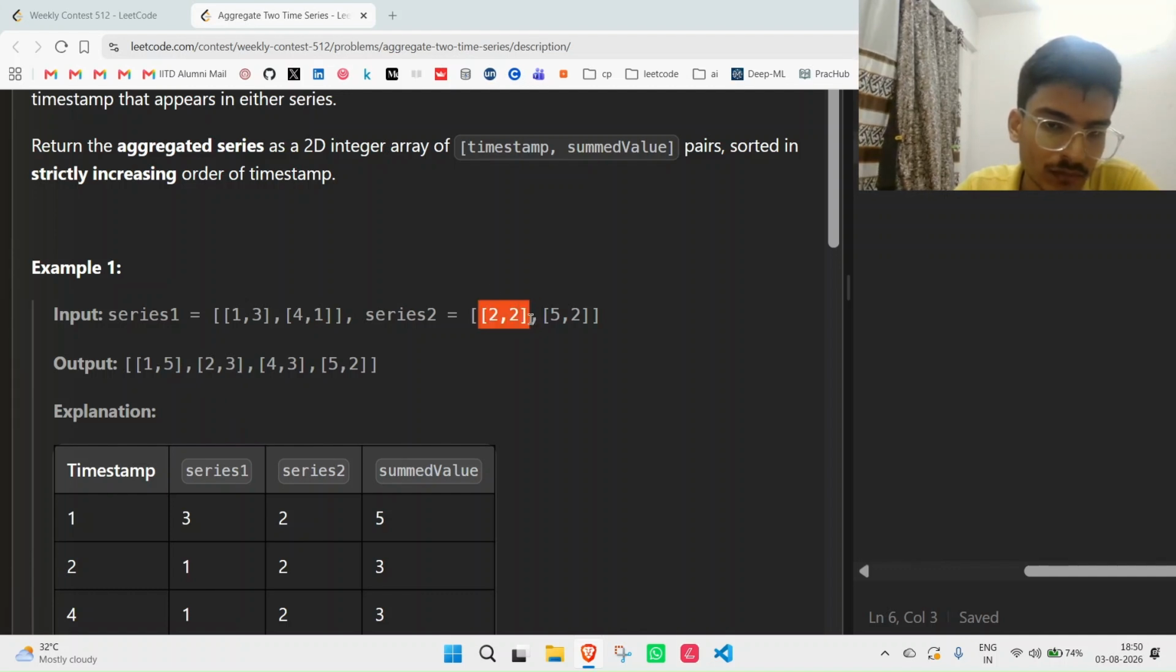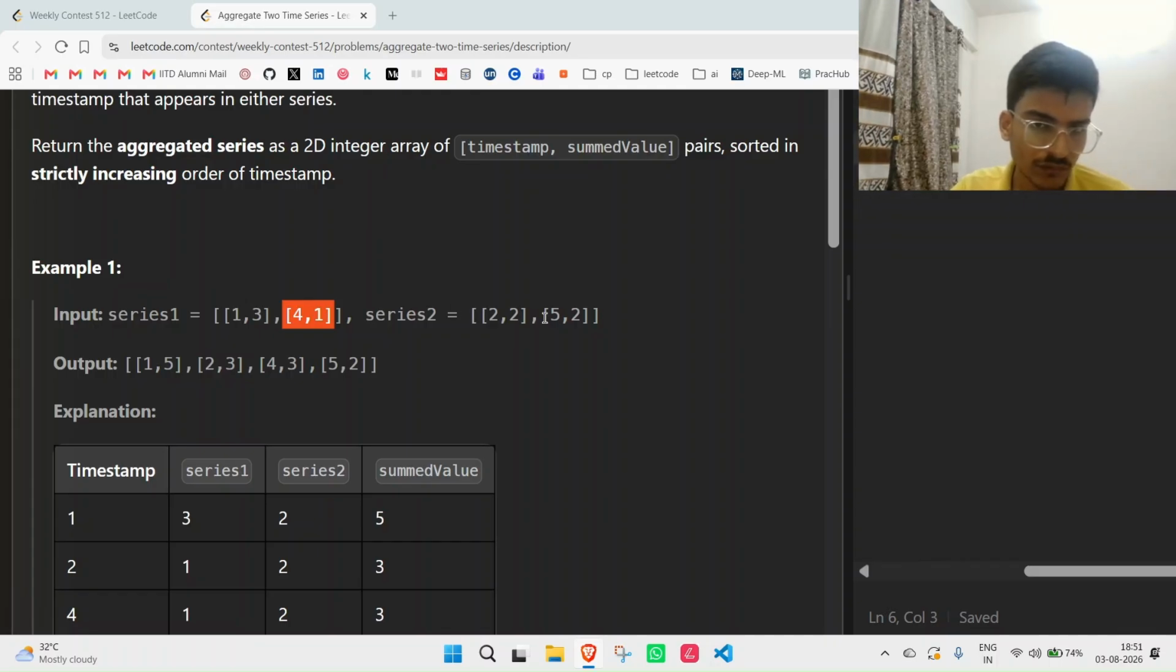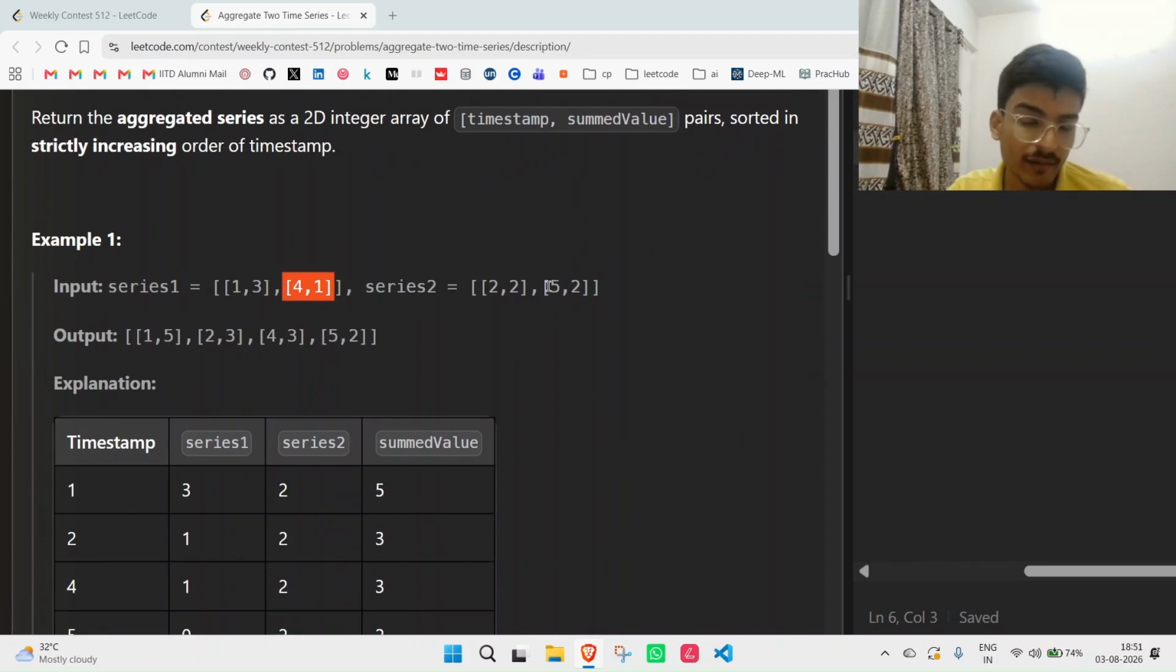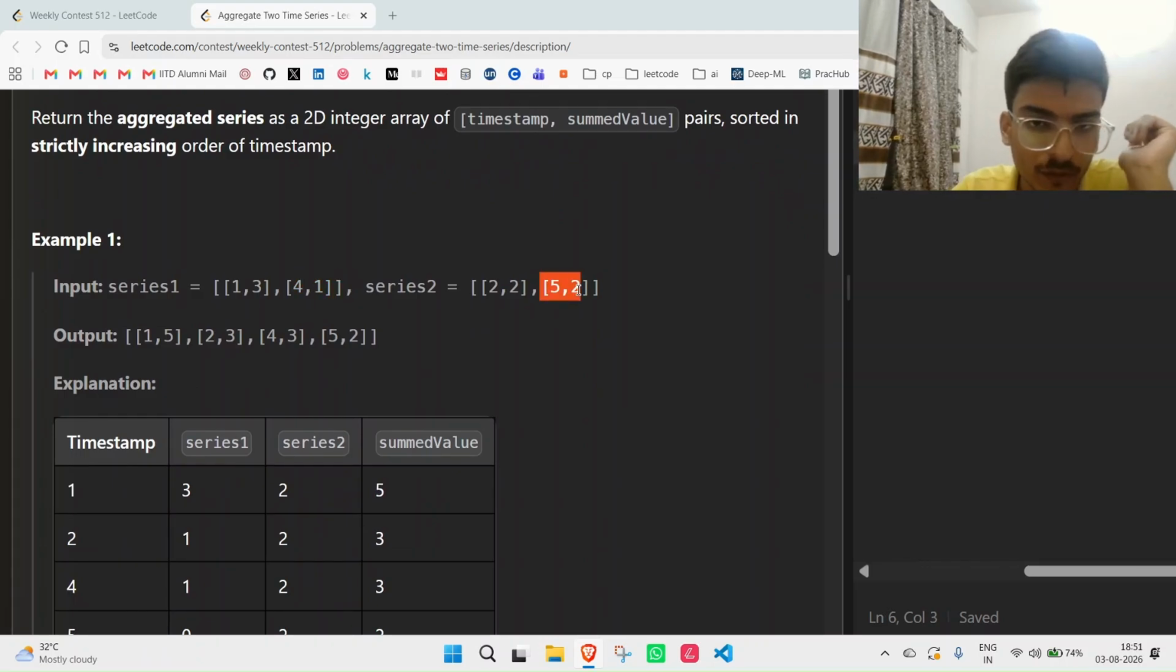Then this is consumed. This is now remaining, 4 comma 1. 4 is not here, so next available timestamp, the greater available timestamp. Suppose 5 comma 2. 4 comma 1 plus 4 comma 2 is 4 comma 3.